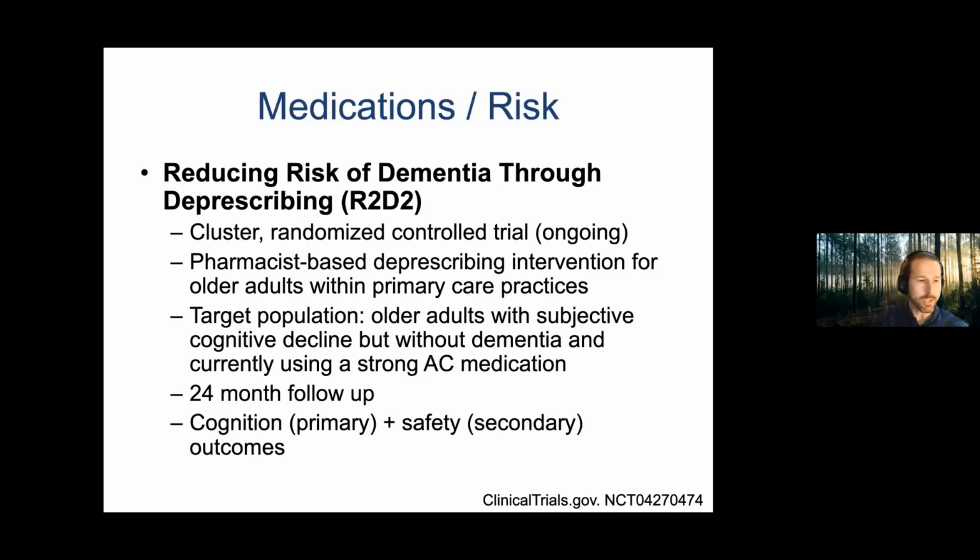So the target population is older adults in primary care who have a subjective cognitive decline or who make at least one error in a cognitive screening test, but are dementia-free and also currently taking a strong anticholinergic drug. The intervention and outcome measurement period will take place over 24 months, so it'll really be able to evaluate the long-term impact of this intervention. Primary outcome is cognition, and they'll of course be looking at safety outcomes as well.